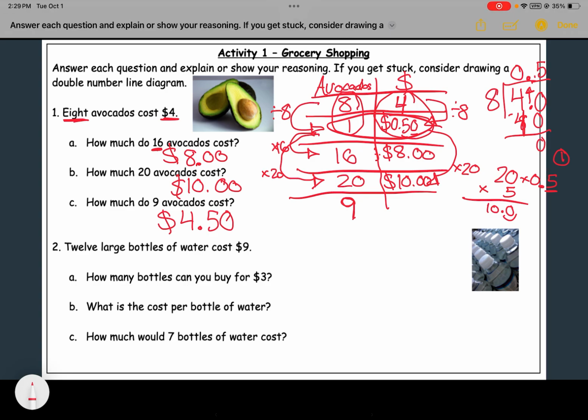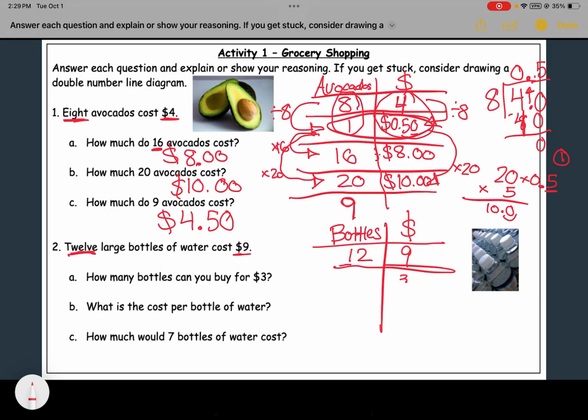Next question. 12 large bottles of water cost $9. So I'm going to set up a table. I have bottles and I have money. So I'm going to put my ratio in. 12 bottles cost $9. How many bottles can you buy for $3?